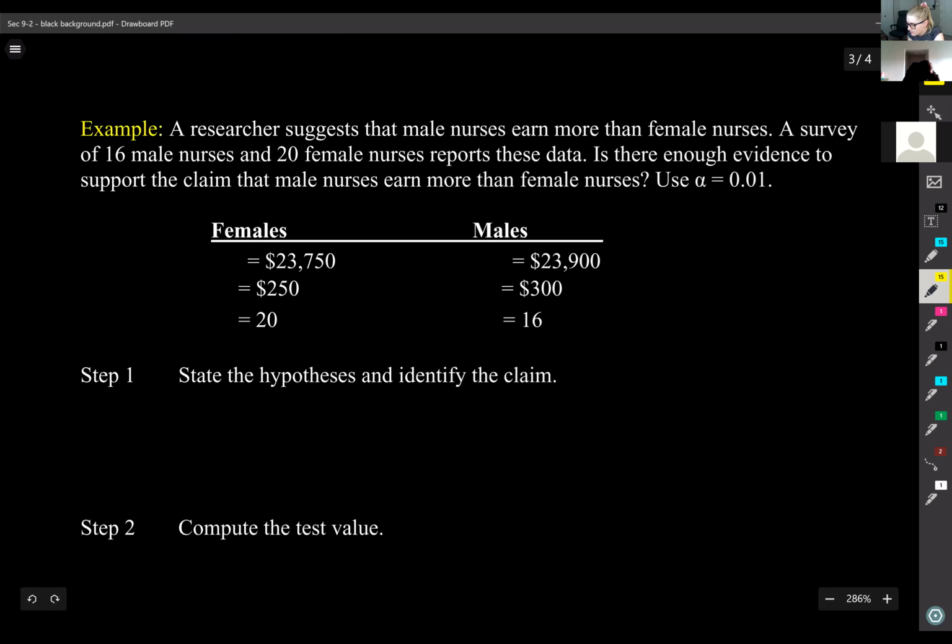Okay, so let's do this last one. A researcher suggests that male nurses earn more than female nurses. A survey of 16 male nurses and 20 female nurses report the data below. Is there enough evidence to support the claim that male nurses earn more than female nurses? Use alpha equals 0.01. Okay, once again, my thing cut off some of this. So this should be x1 bar, s1, and n1. This should be x2 bar, s2, and n2. If you have the version of the notes with the white background, it shouldn't be cut off.